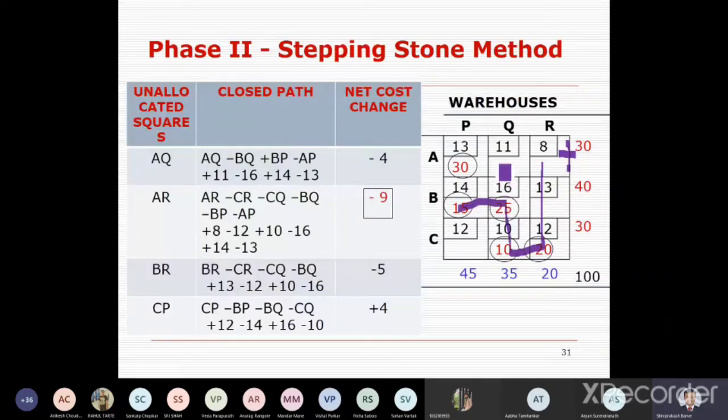Then because I cannot see here any allocation in the upward direction, I can go to the left. Here I have the allocation. Again, I can go up because I have one more allocation here, and I come to the original place. Now mark the corners with alternate signs. So here it is plus, here it is minus.